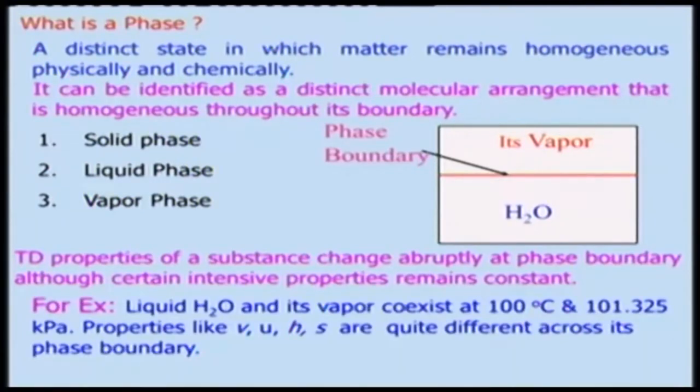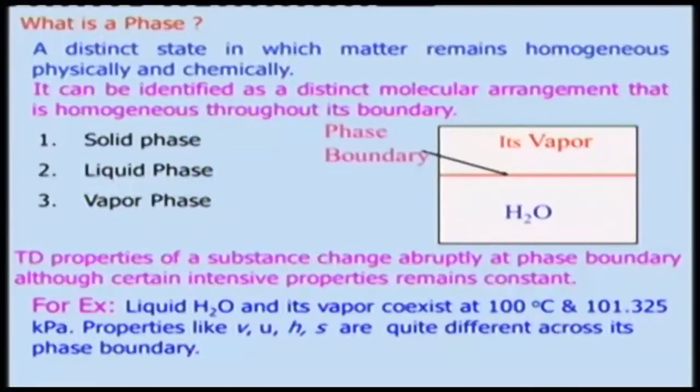To make it more concrete, you can say that liquid water and vapor coexist at 100 degrees Celsius and 101.325 kilopascals. Properties like specific volume, internal energy, specific enthalpy, and entropy are quite different across the phase boundary. That means there is a lot of difference in these properties if you look at the numbers; both the liquid and vapor will be quite different, which we will see either in this lecture or in the next lecture.